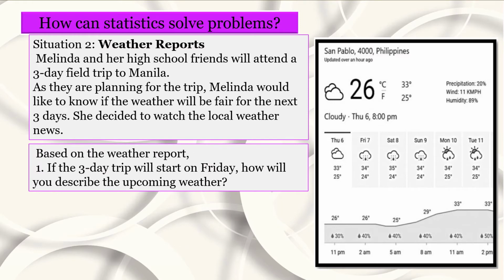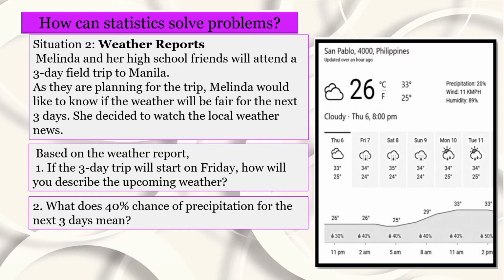Based on the weather report, if the 3-day trip will start on Friday, how will you describe the upcoming weather? Okay, so on Friday, we have 34 degrees Celsius. On Saturday, we have 35 degrees Celsius. And on Sunday, it is 34 degrees Celsius.